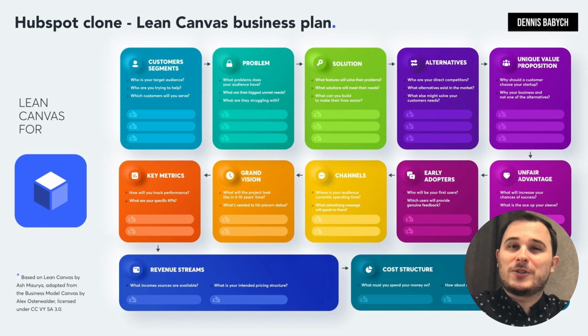Now, let's talk about your unique unfair advantage. This is the powerful factor that sets you apart from your rivals. It could be your strategic partnership with clinics, unique AI with image recognition, or even a strong network that can lobby your software on the top level.